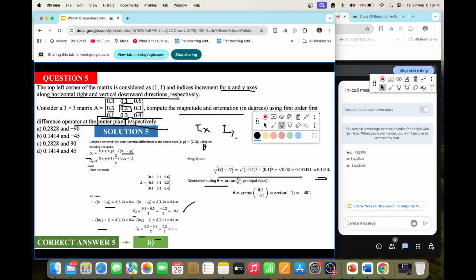Sorry, x plus 1. Oh sorry, this is y. Okay, x is this direction, horizontal direction. So x plus 1, and this is x minus 1. So 0.3 minus 0.5. Similarly, y plus 1 is this, y minus 1 is this. So 0.3 minus 0.1 divided by 2. So this is x direction and this is y direction. Once you get Gx and Gy, it is very easy. The magnitude is this, and orientation is this. So orientation is minus 45 degrees coming. So is it clear?